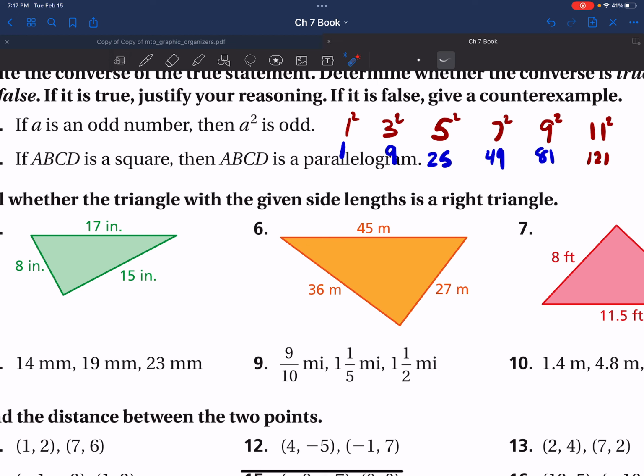And how could you justify your reasoning? You could literally just list this right here. Doesn't that kind of justify it? 1, 3, 5, 7, 9, 11. They all create odd numbers.